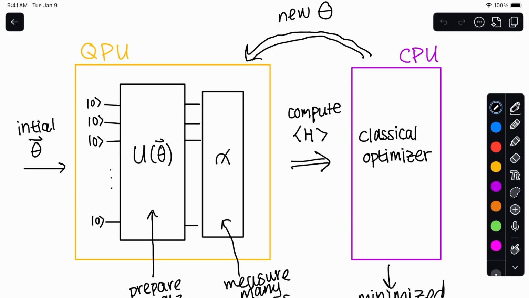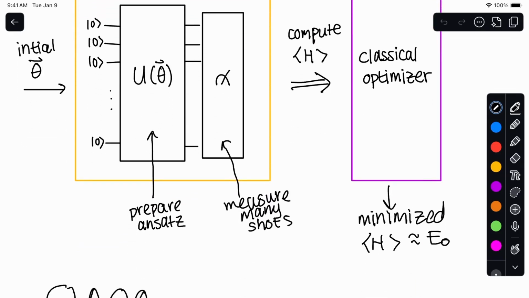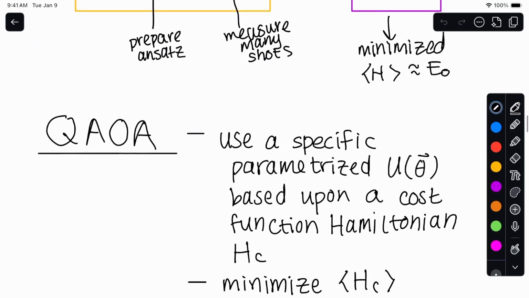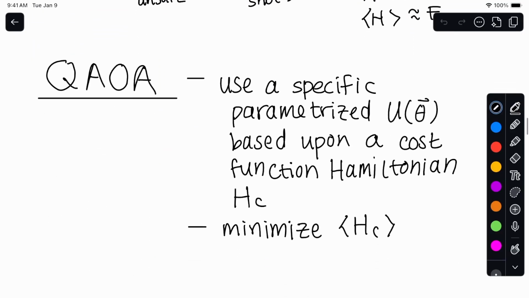So QAOA is basically exactly the same as this, but it's just a very specific case. Our U of theta is going to be based upon a cost function Hamiltonian, HC, which is set up in a very specific way, which we'll talk about later. And then, again, the goal is just to minimize the expectation value of this cost function, or cost Hamiltonian.